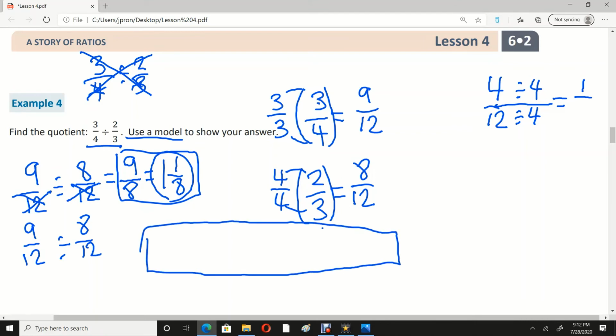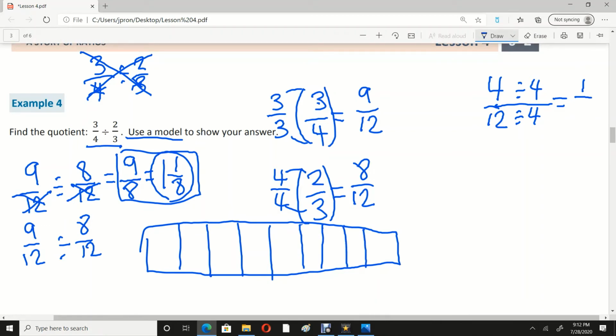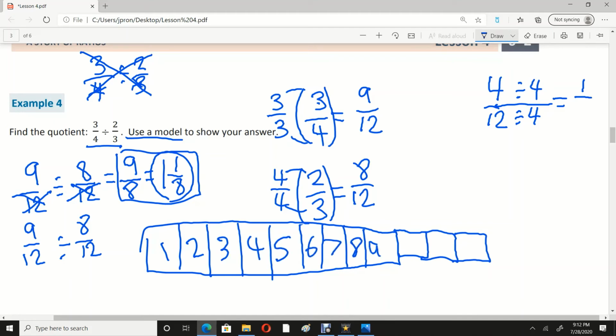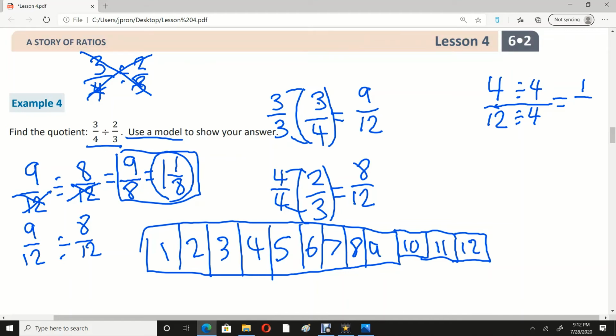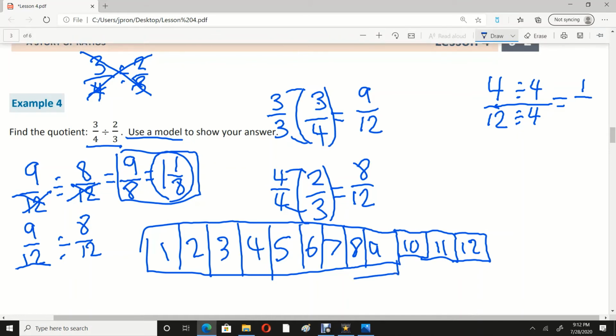We'll draw a box to represent our whole, which we'll break up into 1, 2, 3, 4, 5, 6, 7, 8, 9, 10, 11, 12. That represents our whole. So here I have modeled a 12/12 bar. But remember, we only need 9/12 in our dividend. So we're going to highlight 9/12, and pretend this part doesn't exist. This is still part of the whole, but it's not part of our dividend.